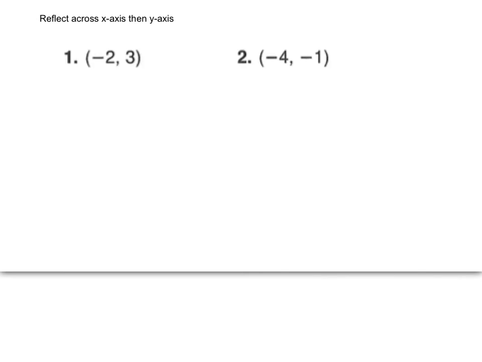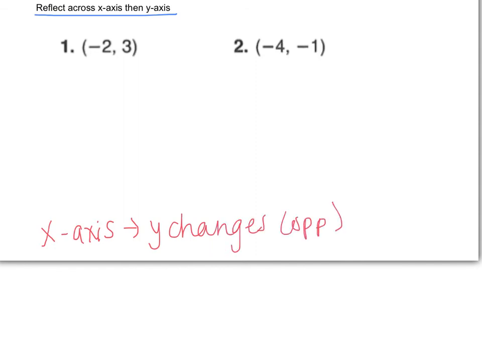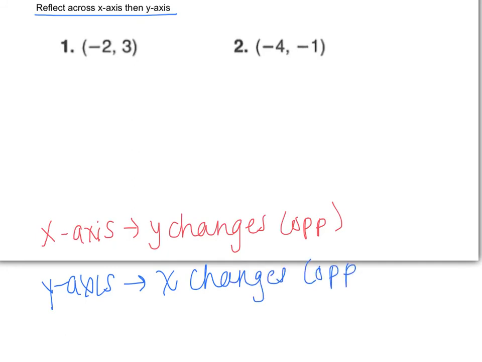Alright, finally let's talk about reflecting across the X and the Y axis. So as a little reminder, if we are going to reflect across the X axis, remember it's opposite. Y is what changes, or is the opposite. If we want to reflect across the Y axis, it's the X that changes, or you take the opposite of. So I'm going to do the X-axis in red and the Y-axis in blue. So let's start with the X-axis.